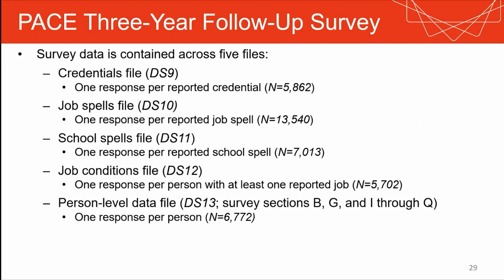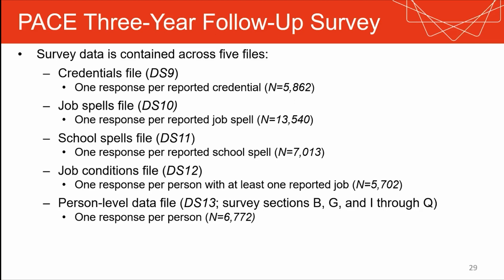And in terms of the structure of the data, because the survey was designed as a series of modules, we have different data files that align with those modules. So we have a data file for credentials with one response per credential, a job spell file and a school spells file with one response per job spell or school spell, and a job conditions file with one response per person with at least one reported job. And for anything that wasn't spell-based, that was just one response per person, we have a person level data file. So that's the survey data itself.